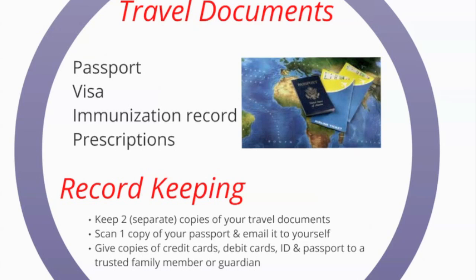You'll also need to hang on to those prescriptions we talked about earlier. Keep a copy of the prescriptions themselves. Keep 2 copies of these travel documents in case they get lost. It's also a good idea to scan a copy of your passport and email it to yourself, and anything else you feel comfortable with. If you don't feel comfortable emailing those things, make sure you've got a copy with a trusted family member at home, so if they get lost, you'll have access to them.